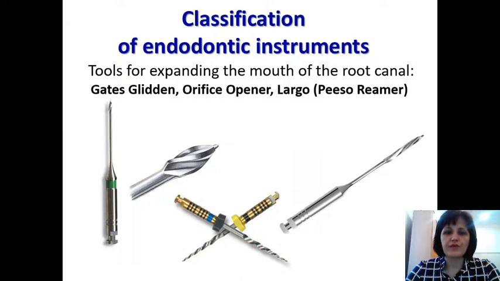Classification of endodontic instruments. There are several groups of endodontic instruments. First are the tools for expanding the mouth of the root canal: Gates Glidden, orifice opener, and also Largo or piezo reamer. Gates Glidden and piezo reamer are similar, but the piezo reamer has a longer working part.